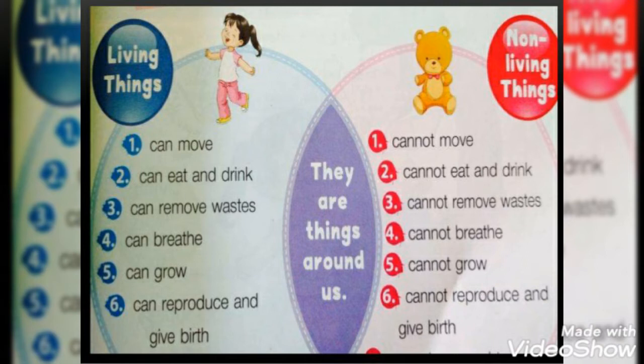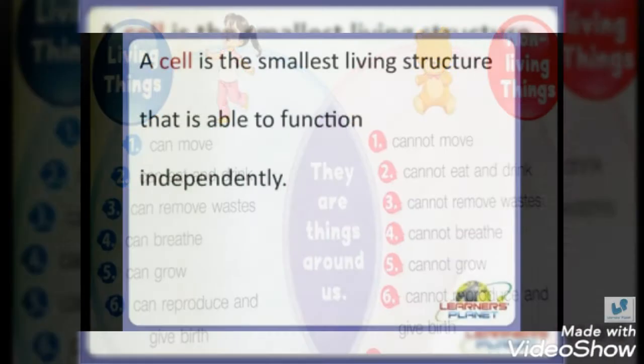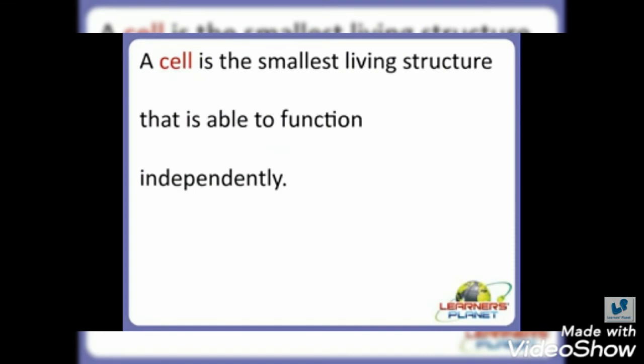Now we are going to study the common characteristics of living things. Living things are made up of the smallest living structure, that is called a cell. A cell is the smallest living structure that is able to function independently. Everybody's body, my body, your body, an animal's body, they all are made up of small structures which are called cells. These cells combine together to form a tissue. Many tissues combine together to form an organ.